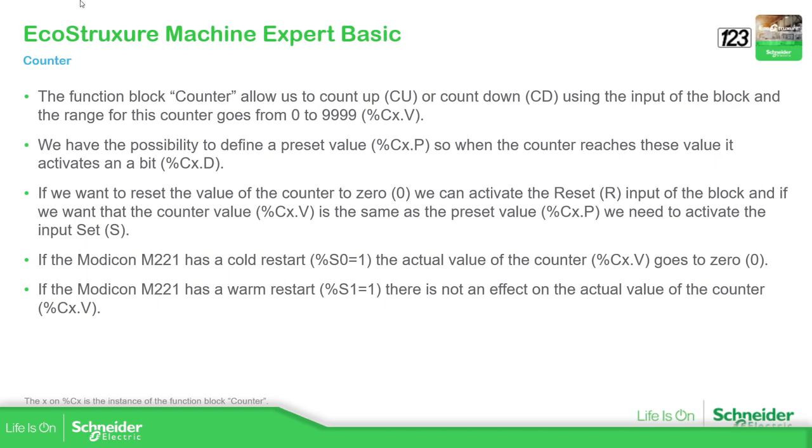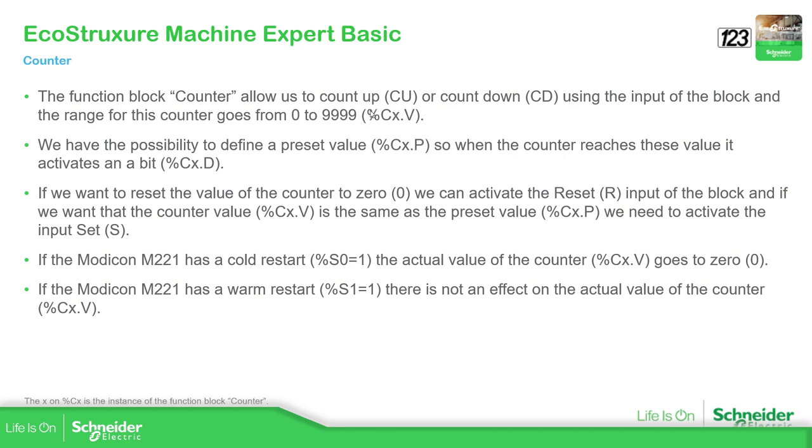As you can see in here, this counter has the count up, which is an input, and it has a countdown, which has an input for this name. In order to use the output value for the counter, we need to use %C, the instance name, .V. And the range for the counter goes from 0 to 9,999. Now, we have the possibility to define the preset with %C, the instance name, and .P.